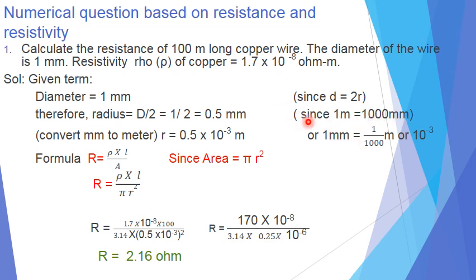So we take what is 1 millimeter. So 1 millimeter equals 1 upon 1000. So we can also write it as 10 to the power minus 3 meter. So this is the value of radius. So we got most of the values.